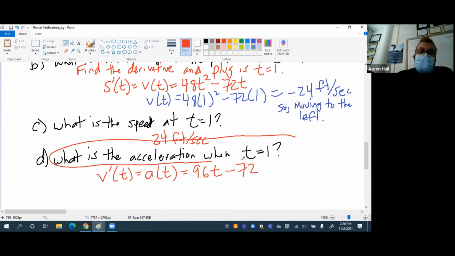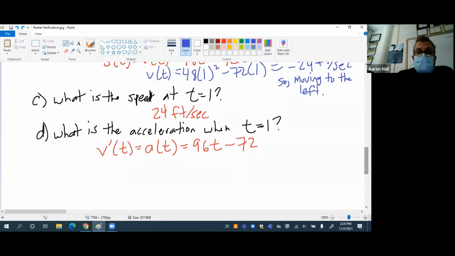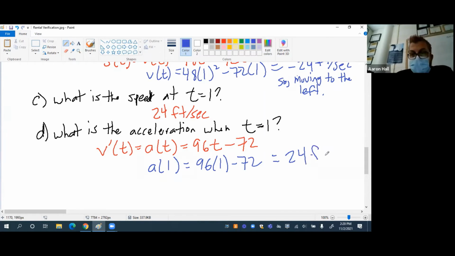Did we answer the question? No, we still have to solve for t. Okay, how do we do it? We plug in t in the variable there. Okay, so a of 1 equals 96 times 1 minus 72. Okay, we're getting 24. Yes. Again, what are my units? 24 what? Per second squared, yeah. 24 feet per second squared.